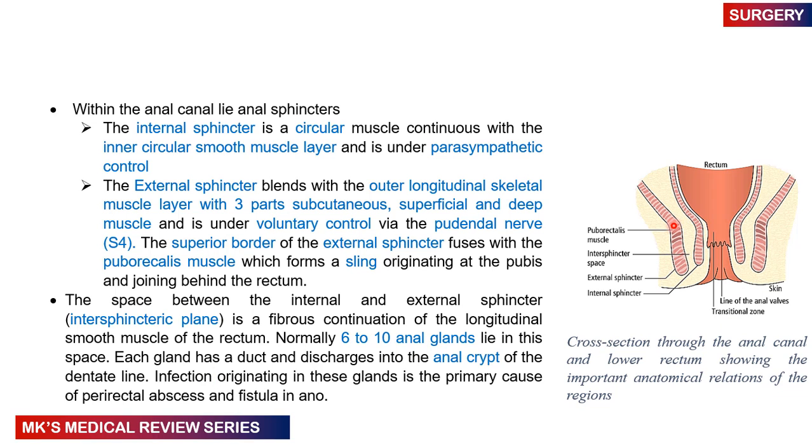So here's a cross section of the anal canal and the lower rectum, pretty much showing you the important anatomical relations of the region. As you can see here, these squiggly lines are the anal valves, or the anal verge, or you can think of it as the dentate line. Below this is somatic pain, above is visceral pain. Then here you have your internal sphincter, here you have your external sphincter, and in between is a space known as the intersphincteric space, which has those glands that secrete their contents into the lumen of the rectum.